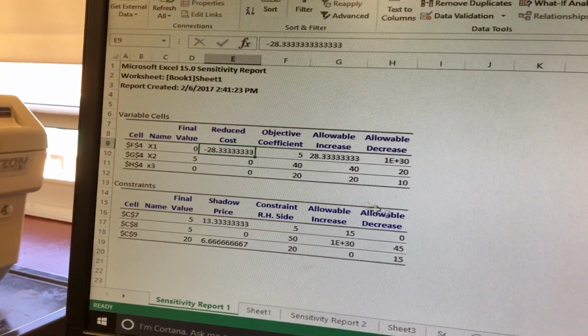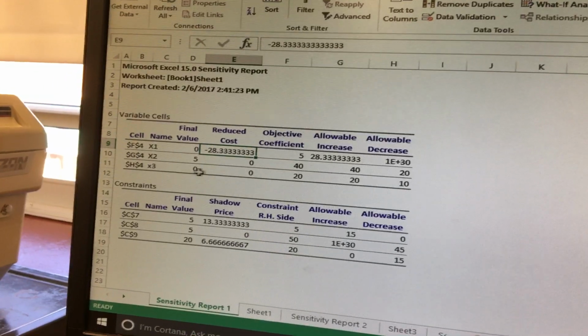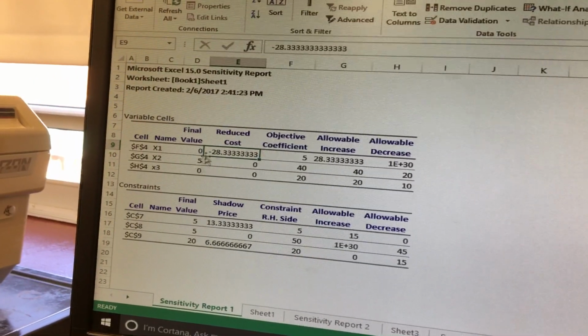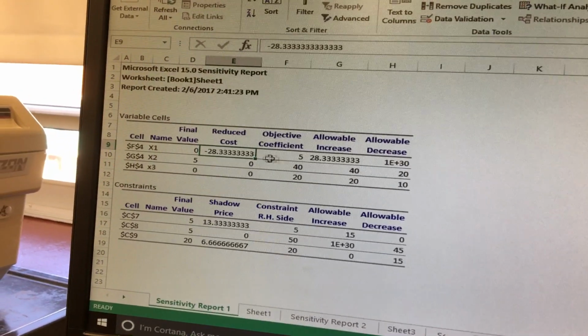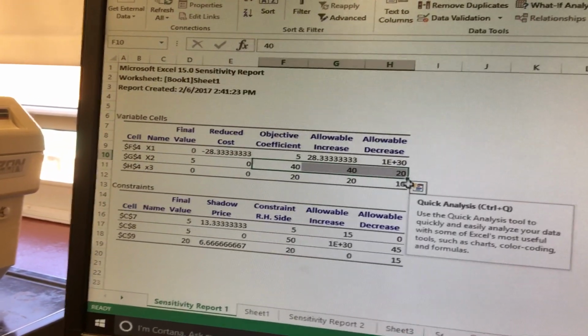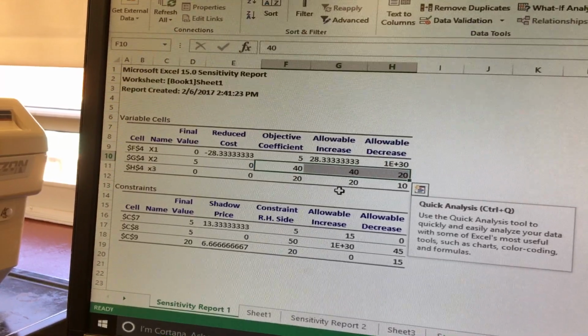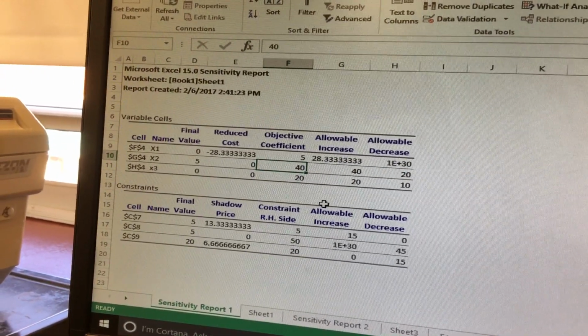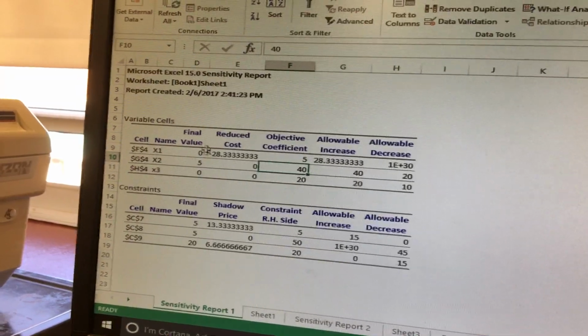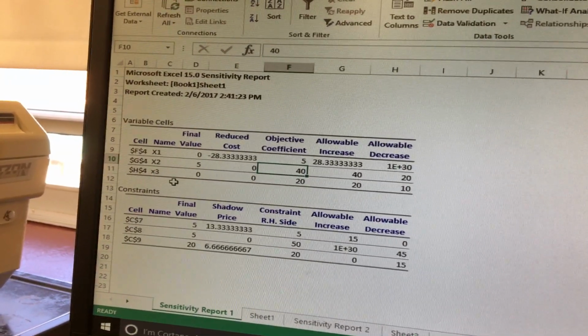Okay. Now, we have allowable increase and decrease on the objective function coefficients, and this tells you how much you're allowed to change your objective function coefficients without changing the optimal solution, which in this case is 0, 5, 0. Okay. So for instance, for constraint 2, we can decrease by 20 and increase by 40. Since it was 40 originally, anywhere between 20 and 80 will keep this solution of 0, 5, 0.